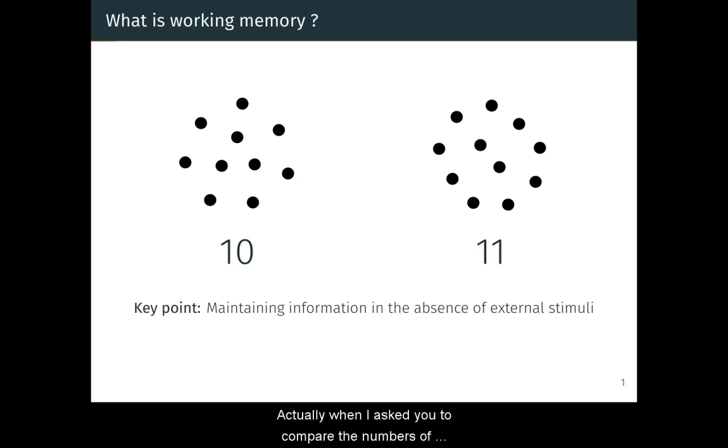Actually, when I asked you to compare the number of dots, there were no more stimuli allowing you to find what the numbers of dots were. You were maintaining these two numbers in your head. And that's precisely the role of working memory, to temporarily maintain information about stimuli in the absence of these stimuli.